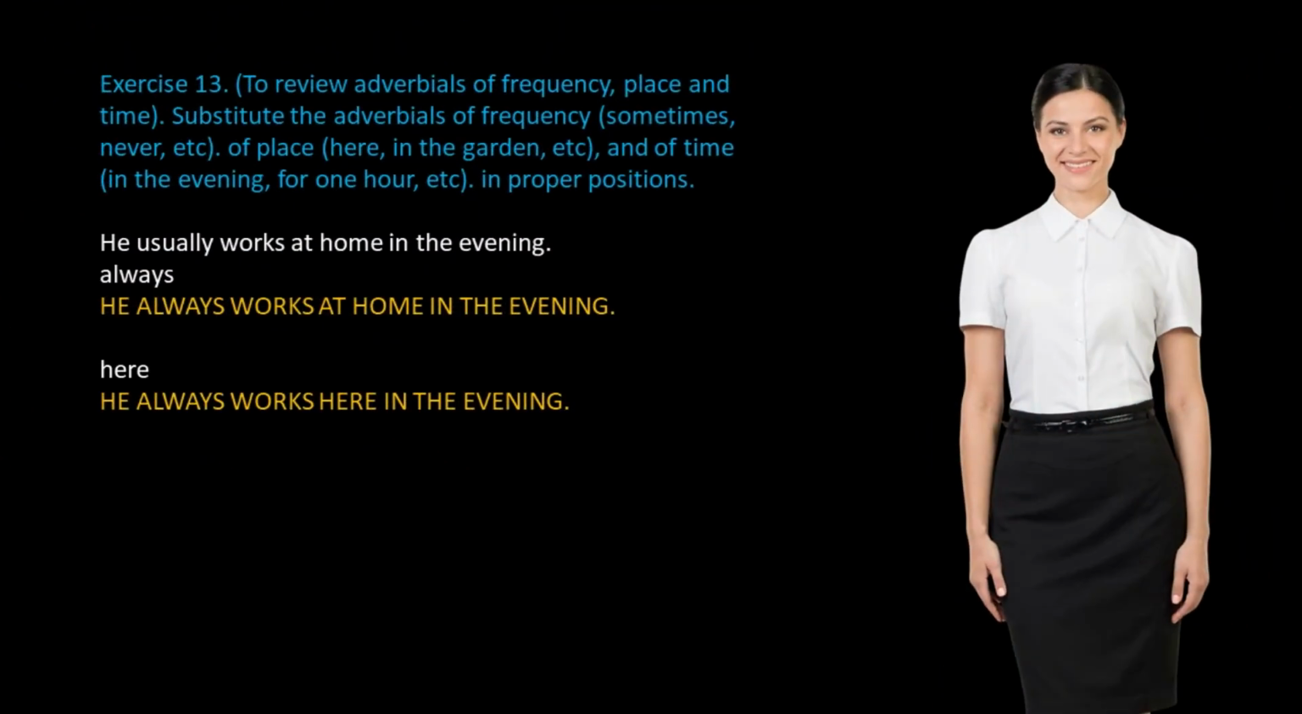Exercise 13. To review adverbials of frequency, place, and time. Substitute the adverbials of frequency, sometimes, never, etc., of place, here, in the garden, etc., and of time, in the evening, for 1 hour, etc., in proper positions. For example, he usually works at home in the evening. Always. He always works at home in the evening. Here. He always works here in the evening.